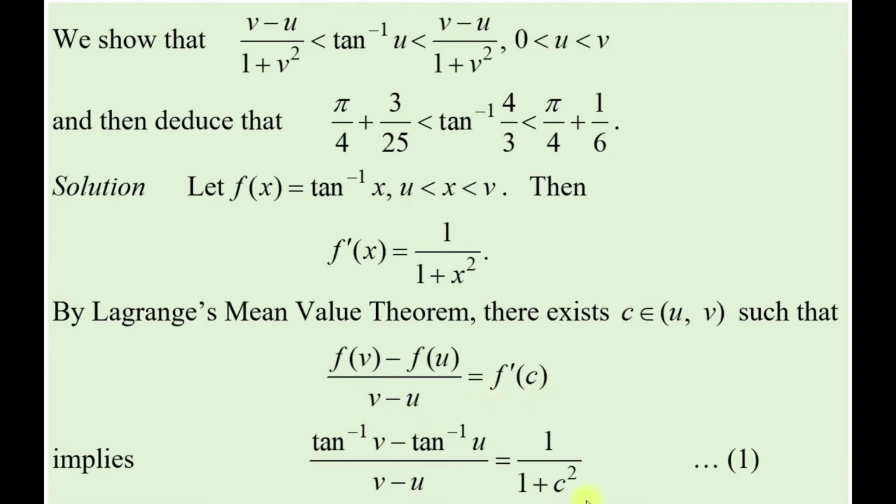Now what is f of v? f of v is tan inverse of v. f of u is tan inverse of u. So we get (tan inverse of v minus tan inverse of u) by (v minus u) is equal to 1 by (1 plus c square). We call it equation number 1.